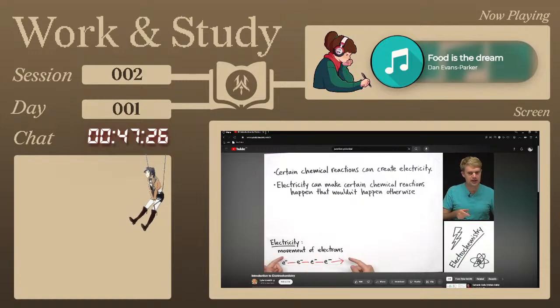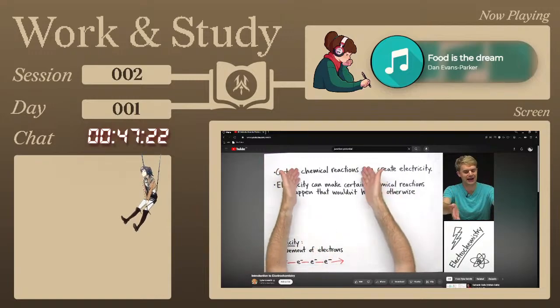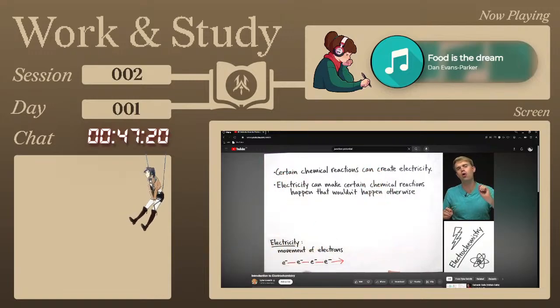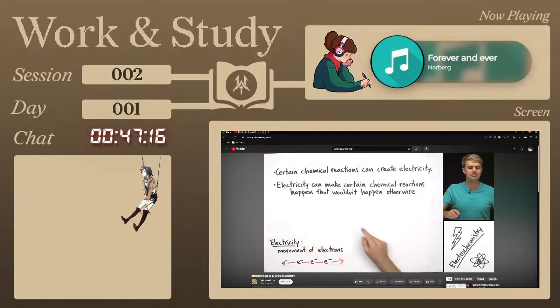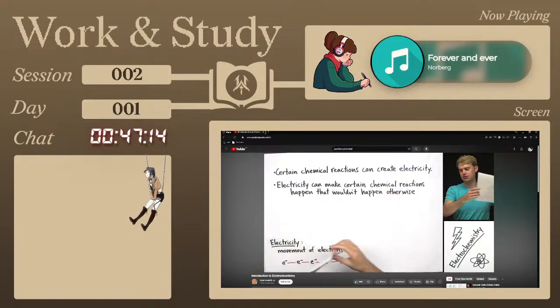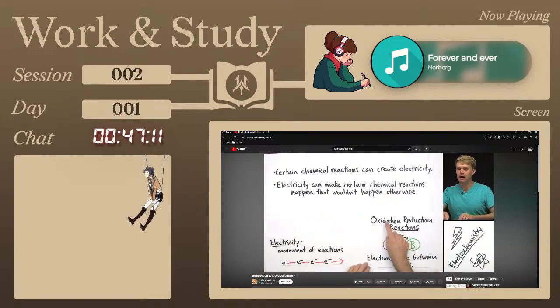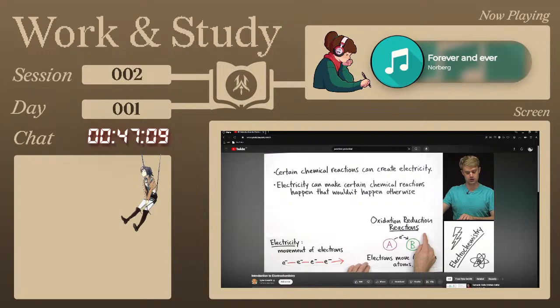So if electricity is about moving electrons, that means the chemical reactions that we're going to be talking about are also going to involve movement of electrons. And that means that these chemical reactions will tend to be oxidation-reduction reactions, because these are chemical reactions where electrons move between atoms.